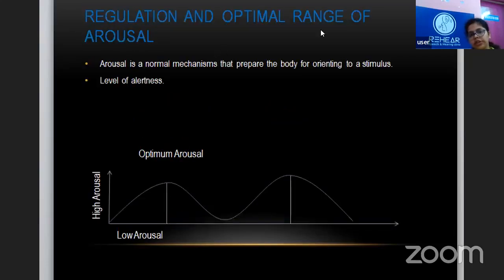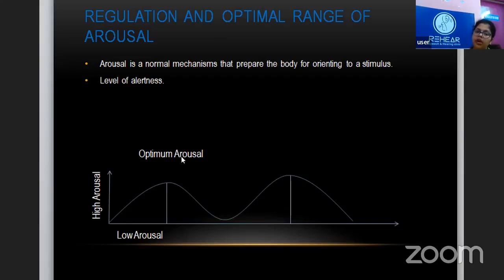This is the graph of regulation and optimal range of arousal. Arousal is a normal mechanism that prepares the body for orienting to a similar level of alertness. Basically, arousal means level of alertness. The more alert you are, the more listening, the more focused, the more outcome there is. None of us are regulated all the time. We all go through dysregulation all day. For example, trouble waking up, some problem in the office, some problem at home, something happened to your kids or your parents. So your emotion goes high, then low, then high, then low. But that is not the optimal range.